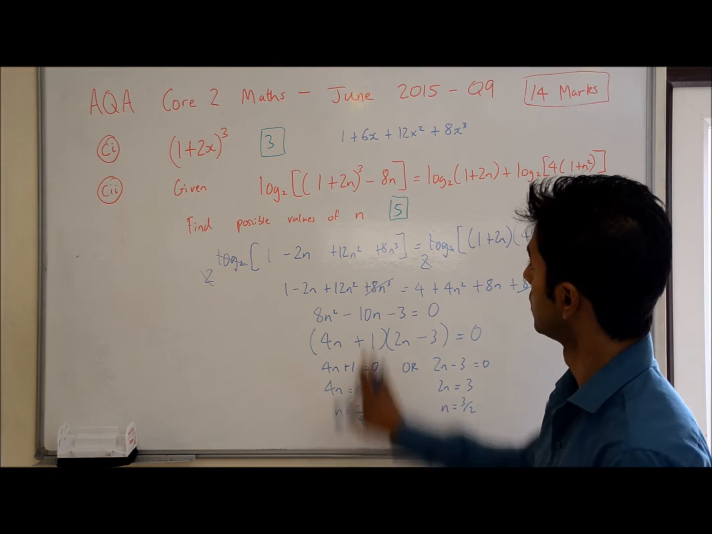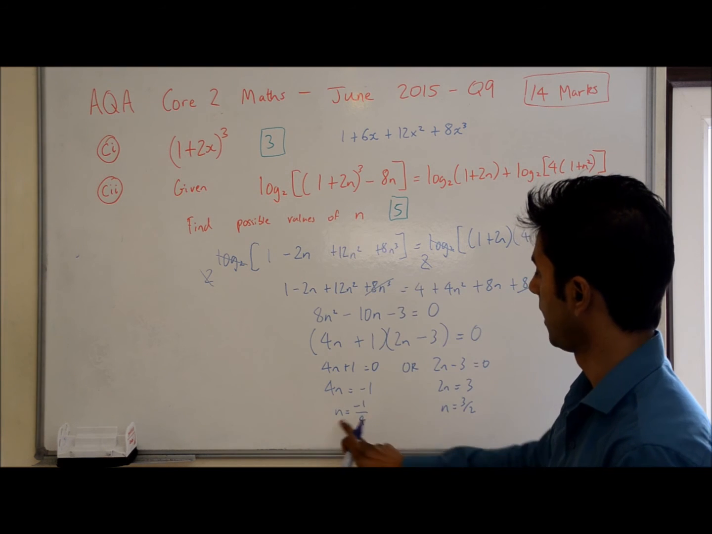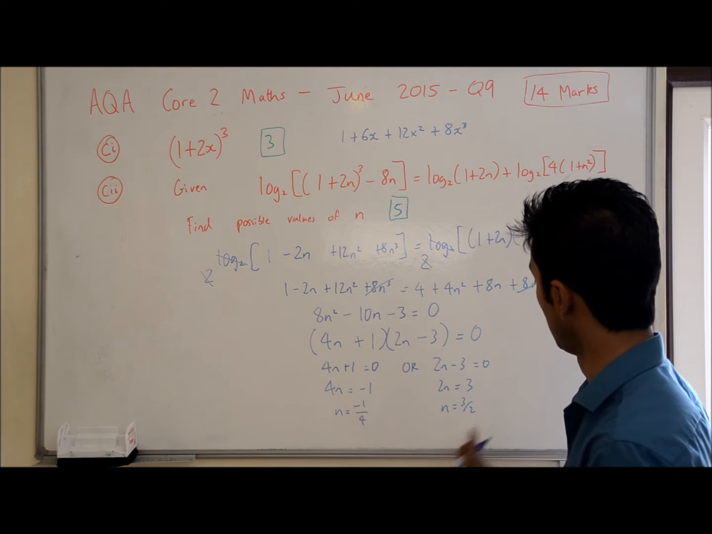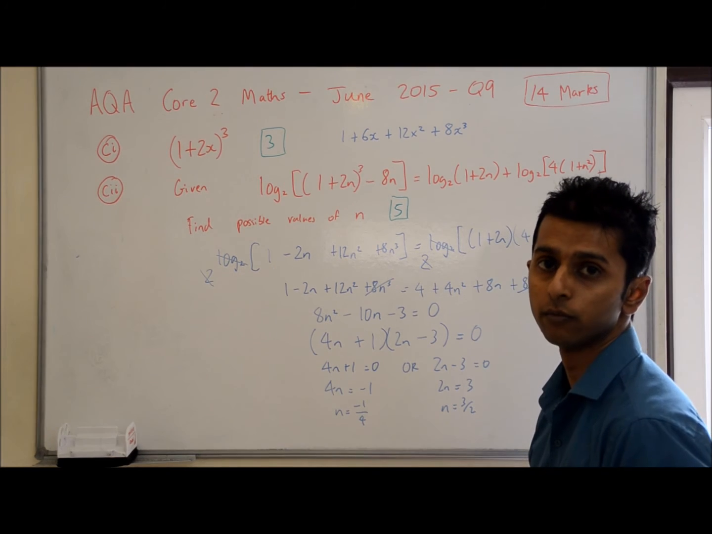So your final answer to this, we find our possible values of n. n could possibly be minus a quarter, or n is 3 over 2.